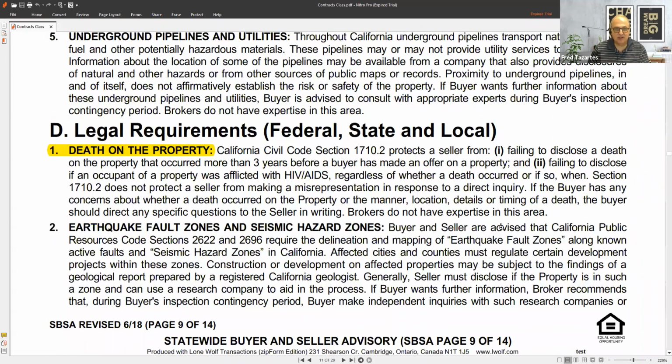Death on the property. Technically, 3 years. You need to disclose the death and you don't have to disclose the reason. But again, some cultures, no matter how long ago there's been a death, they still won't buy the property. So that's up to you. Legally it's 3 years, but I would disclose forever because your neighbors will talk. If you have long-term neighbors, they'll talk about it. Just disclose.